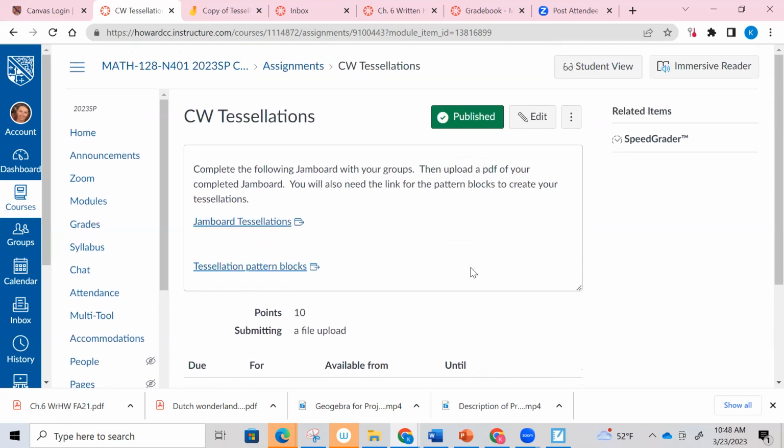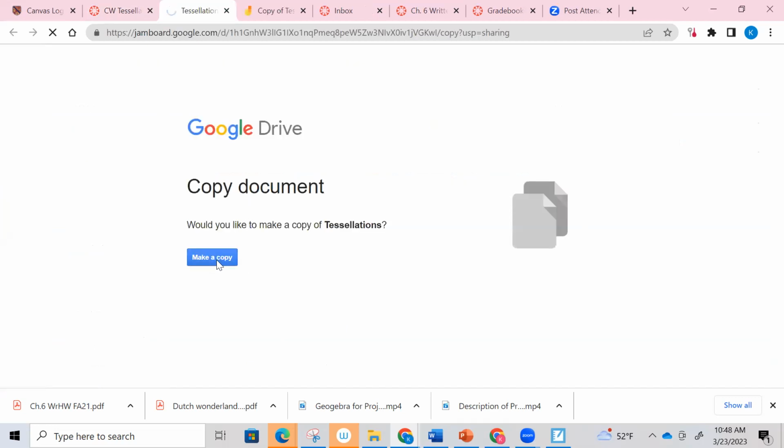You may work in groups. So if you work in groups, that's fine. Just make sure you're including everyone's name on it and on the Jamboard. And then also there's one part that each group member has to contribute to, and I'll show you that. So you're going to click on the Jamboard tessellations and make a copy.